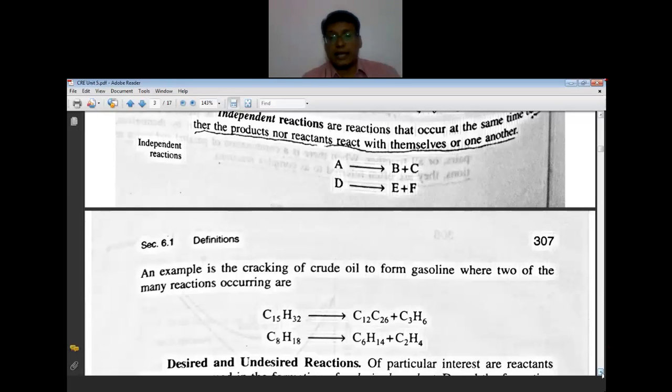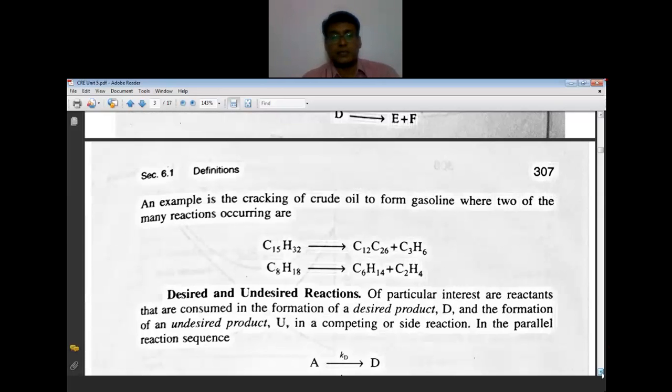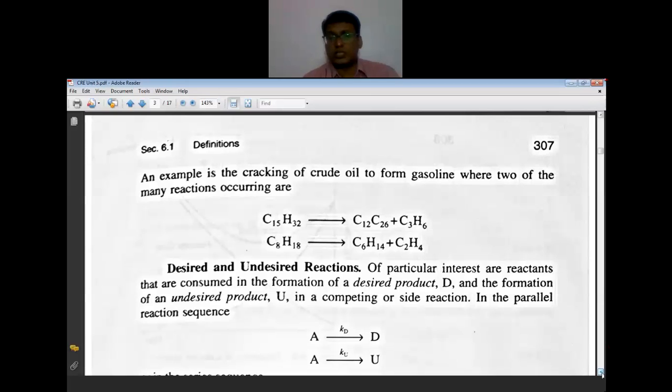Then the cracking of crude oil to form gasoline, where two main reactions are taking place. C15H32 gives you C12H26 plus C3H6, and C8H18 gives you C6. They are independent reactions. That means the crude oil contains C15 also and C8 also, all the different products available in the crude oil. So the cracking reaction that takes place depends on how many C's and how many H's are available.